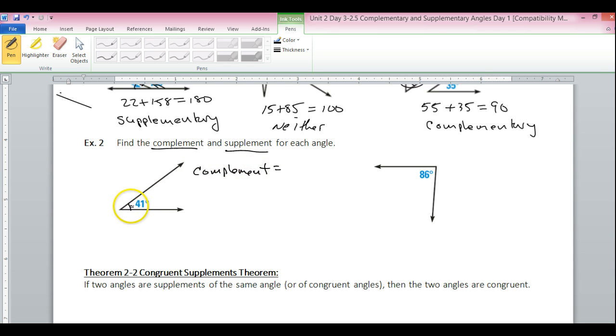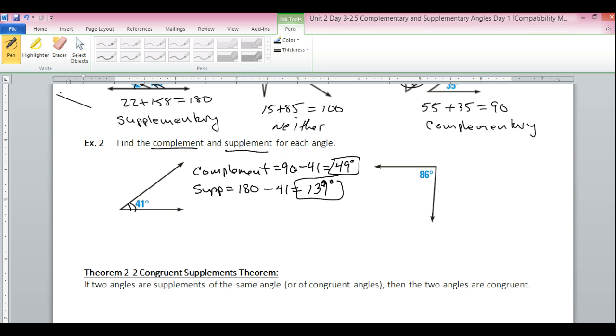Complementary angles have to add up to 90, so the easiest way is to take 90 and subtract 41, which gives 49 degrees. So the complement of this angle would be 49 degrees. Now, the supplement. Supplementary angles add up to 180, so the easiest way is 180 minus 41, which is 139 degrees. So the supplement of the angle would be 139 degrees.